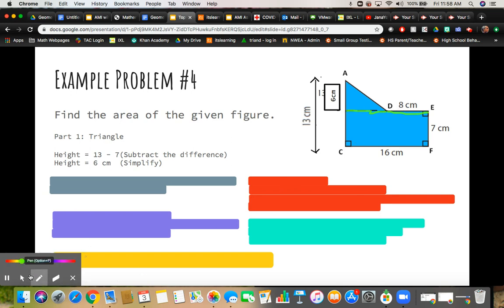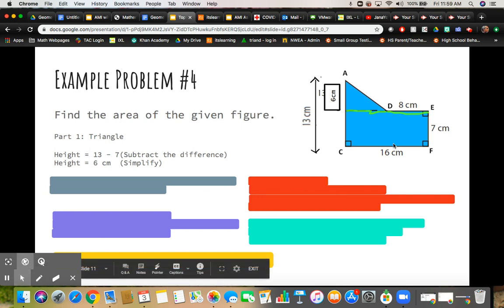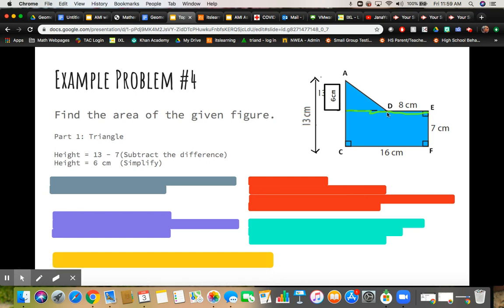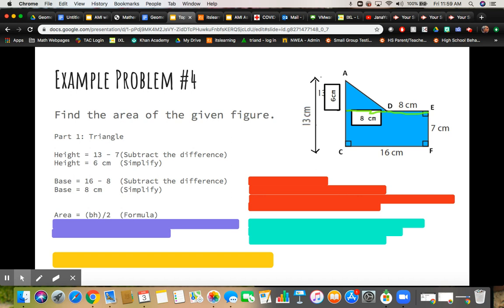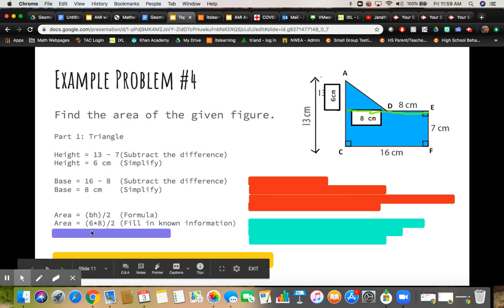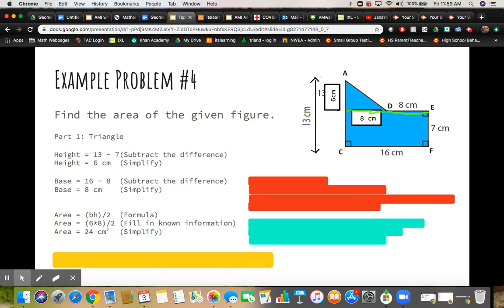So I'm just going to take the difference from my lengths here. I'm going to say 16 minus 8. 16 is the total length, and 8 is the portion that I don't want. So 16 minus 8 is just 8 centimeters, which is my base. Now I can finally find the area of my triangle: it's equal to base times height divided by 2. I'm going to plug in my information, which is 6 times 8 divided by 2. Then I simplify it, which is 24 centimeters squared.